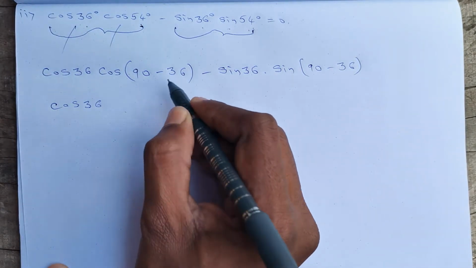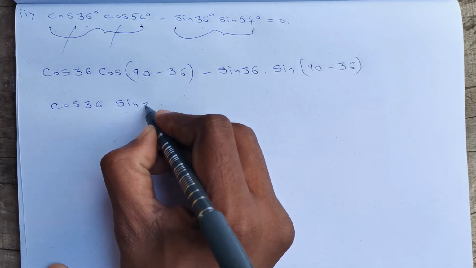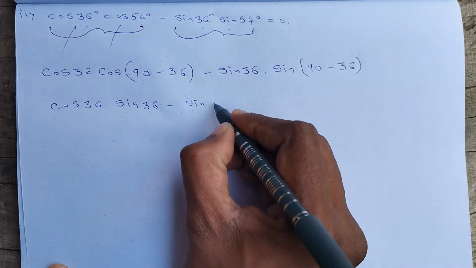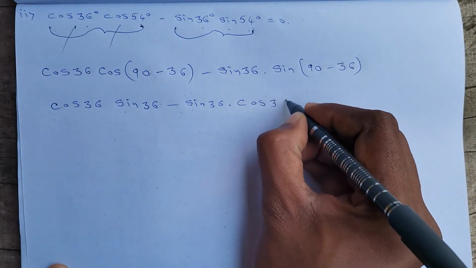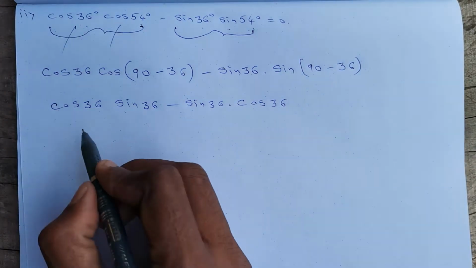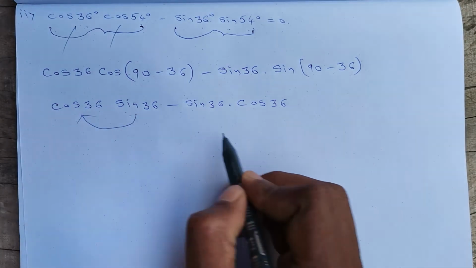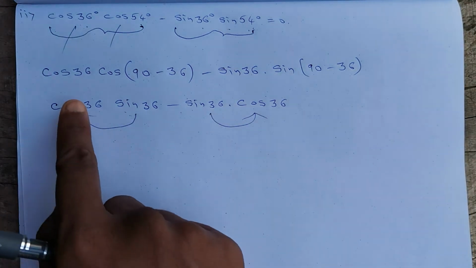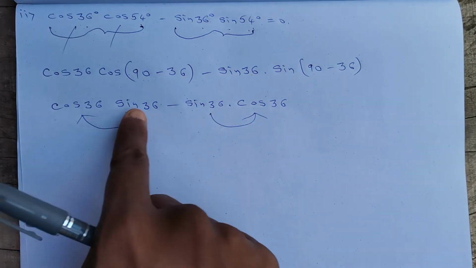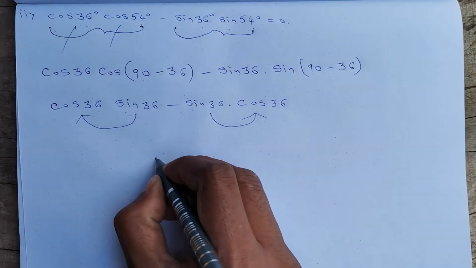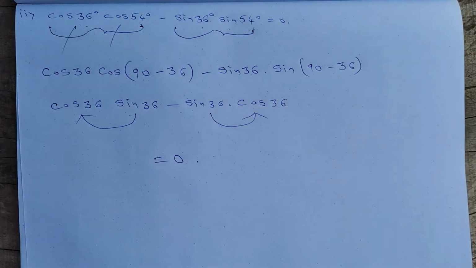Cos of (90 minus 36) sin 36 minus sin 36 times sin of (90 minus 36) cos 36. Now if we observe the terms clearly, sin 36 into cos 36, sin 36 into cos 36, this first term is exactly equal to the second term. So sin 36 into cos 36 minus sin 36 into cos 36 is nothing but 0. So the value of cos 36 into cos 54 minus sin 36 into sin 54 is 0. Hence proved.